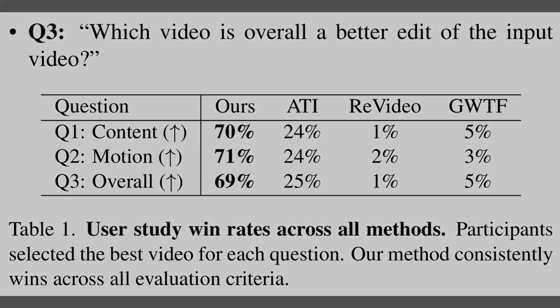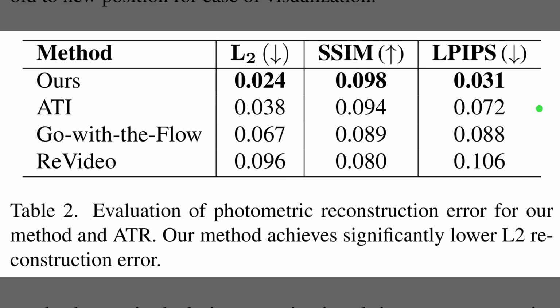So while Table 1 captured human preferences, Table 2 reports objective reconstruction accuracy across methods. The table lists 3 metrics: L2 error, structural similarity, and perceptual distance, comparing this approach with ATI, Go with the Flow, and Revideo. Lower L2 and perceptual scores mean closer pixel and perceptual matches, while higher structural similarity means better structure preservation. This method wins on all 3 metrics, with roughly half the L2 error of ATI and clearly better perceptual fidelity.